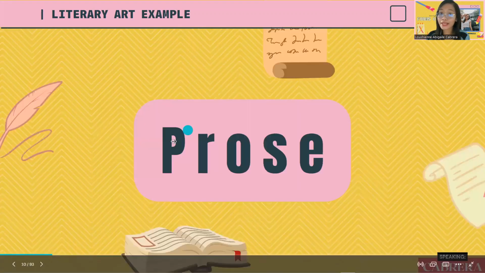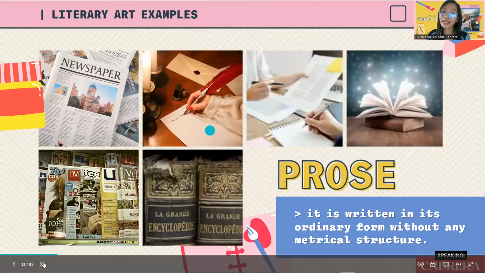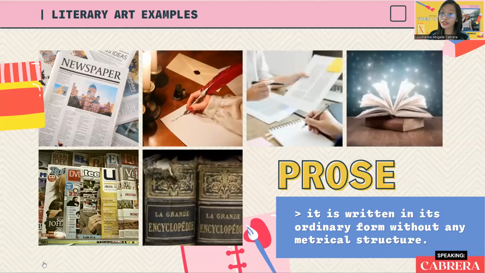We have some examples of literary art. First, we have the prose. When we say prose, it is written in its ordinary form without any metrical structure, meaning walang rhythm, diction, rhyme. Meaning walang rhythm, diction, rhyme, rule of speech, or any literary guidelines.